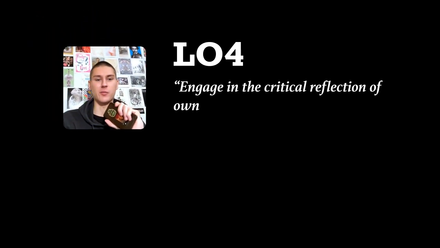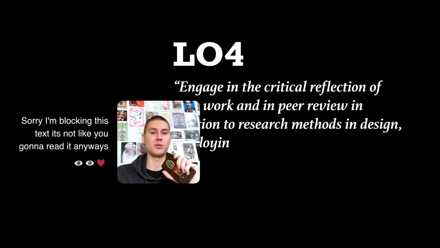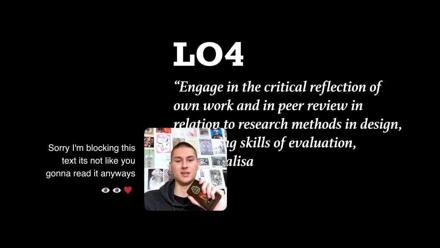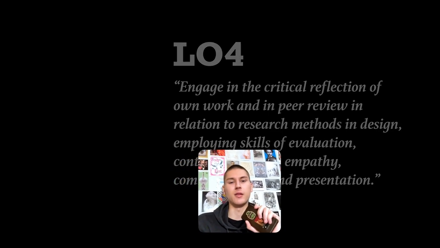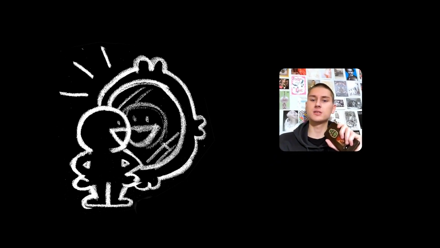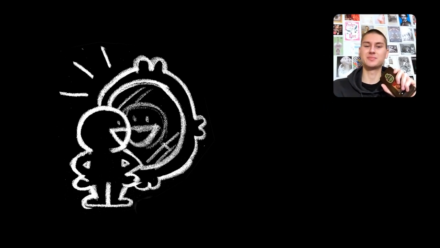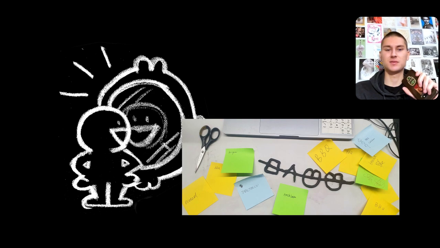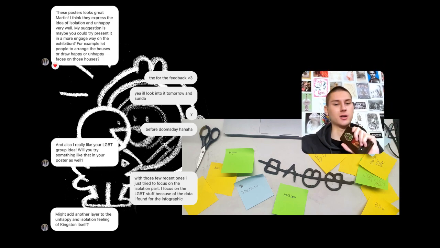Finally, let's have a look at the last learning outcome, Learning Outcome 4, which requires me to showcase that I engaged in the critical reflection of my own work and in peer review in relation to research methods in design, employing skills of evaluation, contextualization, empathy, communication, and presentation. So for every project we completed on the module, I summarized my thoughts and feelings in a few words, reflecting on what I've done, what I liked, what worked, and what didn't, and what I would've done differently if I had more time. Throughout the module, I received feedback from my tutors and peers, which has been carefully collected and integrated into my working process.